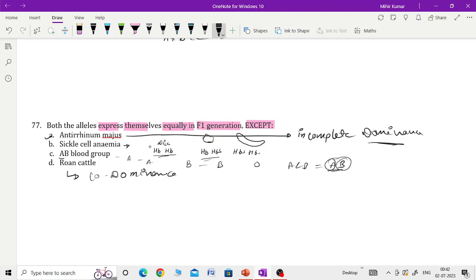This is the example of incomplete dominance. This is the correct answer because they do not show both alleles expressing equally in the F1 generation. Except this, in sickle cell anemia, AB blood group, and Roan cattle, both alleles express themselves equally in the F1 generation.